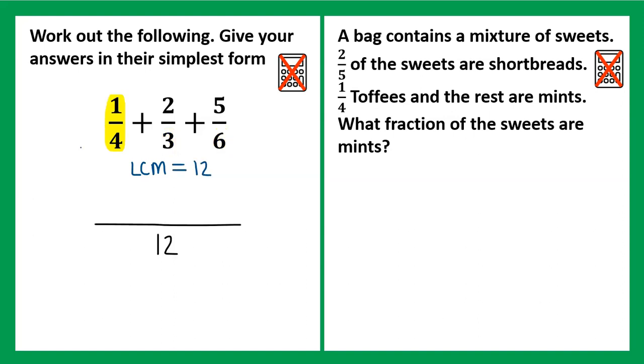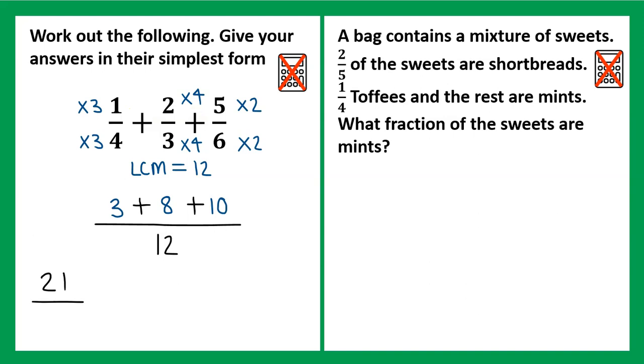For the first fraction, that will involve multiplying the numerator and the denominator by 3. So the numerator is 1 times 3. For the second fraction, that will involve multiplying the denominator and the numerator by 4, and 2 times 4 is 8. And for the last fraction, we will need to multiply both by 2, and 5 times 2 is 10. We were adding these together. 3, 8 and 10 gives us a total of 21 over 12.